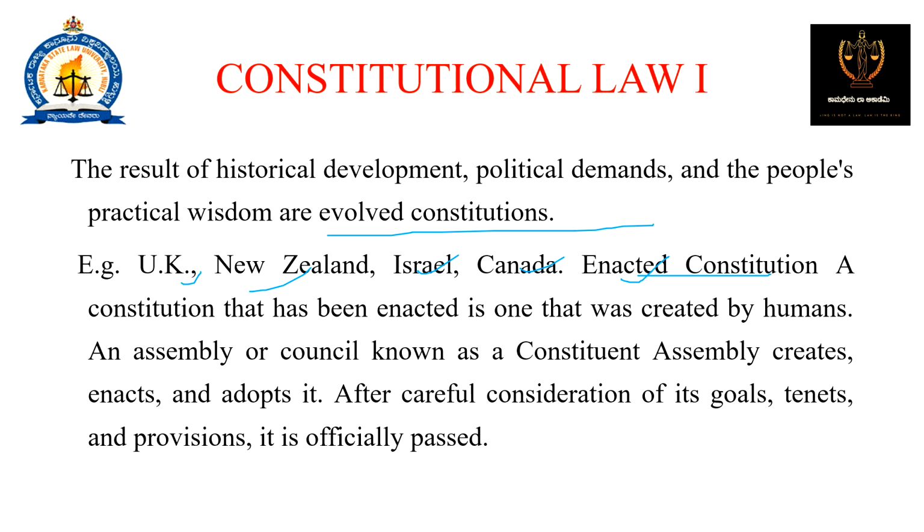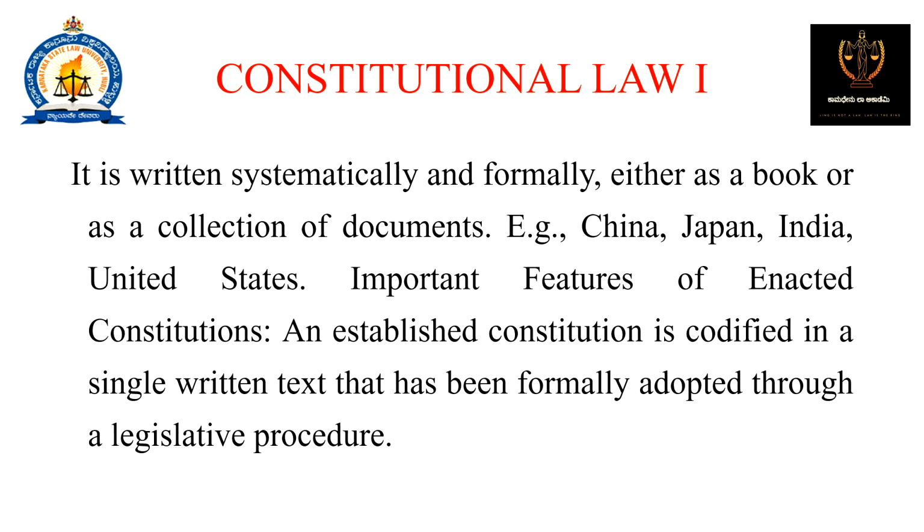Next one, the enacted constitution. An enacted constitution is one that was created by humans. An assembly or council known as a constituent assembly creates, enacts, and adopts it. After careful consideration of its goals, tenets, and provisions, it is officially passed. It is written systematically and formally, either as a book or a collection of documents. Example: China, Japan, India, United States.